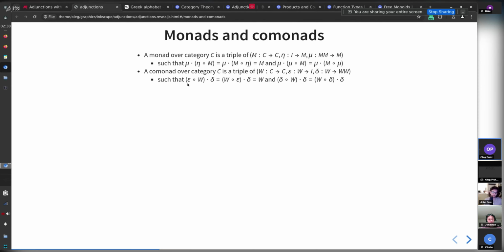But there are also laws that are pretty much the duals of these laws. Yeah, I don't have the diagram here, but this is like the triangle that you see in monad explanations, and this is the square, right? That goes from m cubed to m squared to m, right?